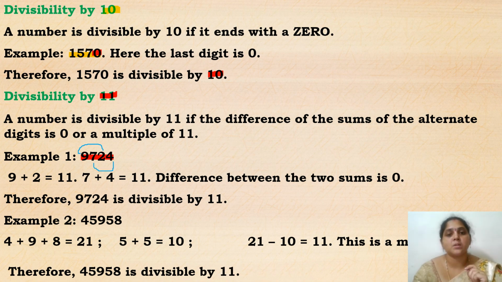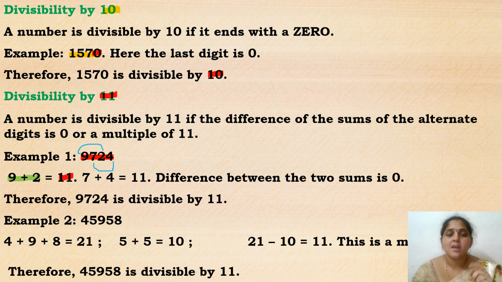What I have to do is add the alternate numbers. So what are my alternate numbers here? 9 and 2 are my alternate numbers. So I am adding both 9 and 2. When I am adding 9 and 2, I am getting my answer as 11.